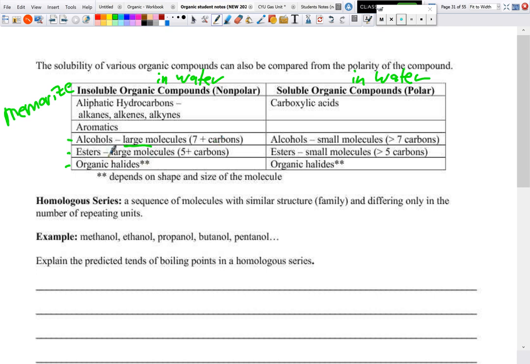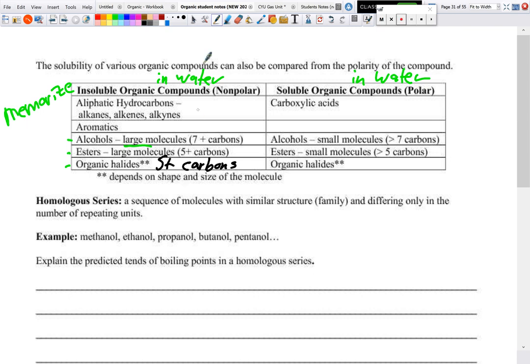Same thing with the esters, so more than 5 carbons in total. In organic halides, you can use the same rules as the esters. We'll go 5 plus carbons. I know this depends on the shape and size, but we'll just worry about the size. The shape is more of a university type organic chemistry when you get into that, specifically with organic halides and the alkene molecules and everything.